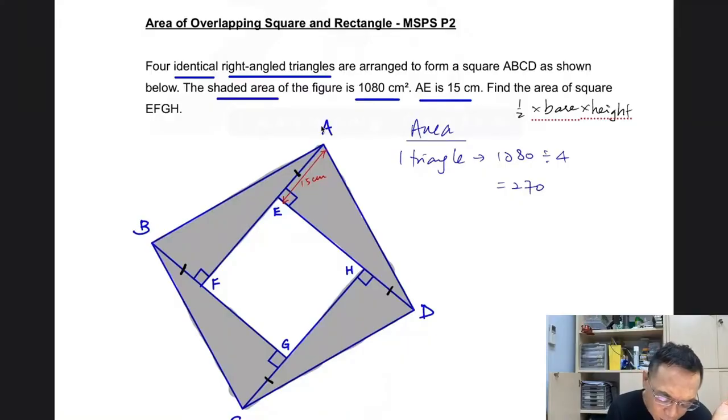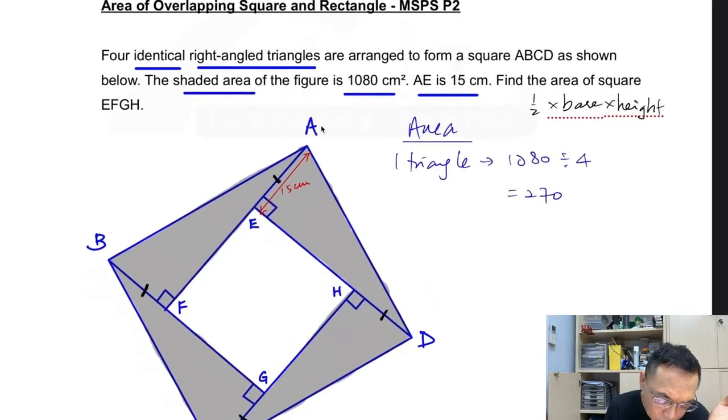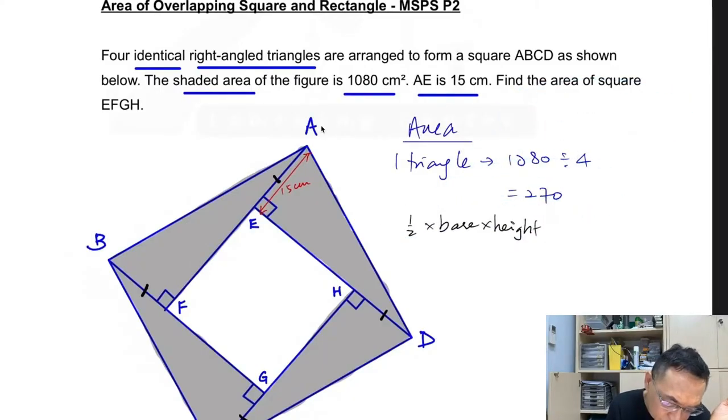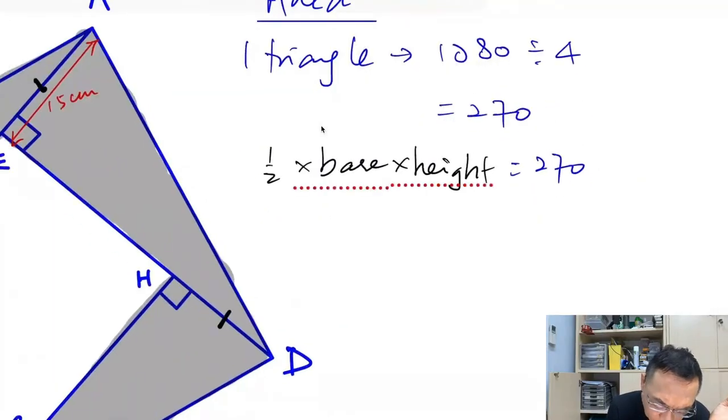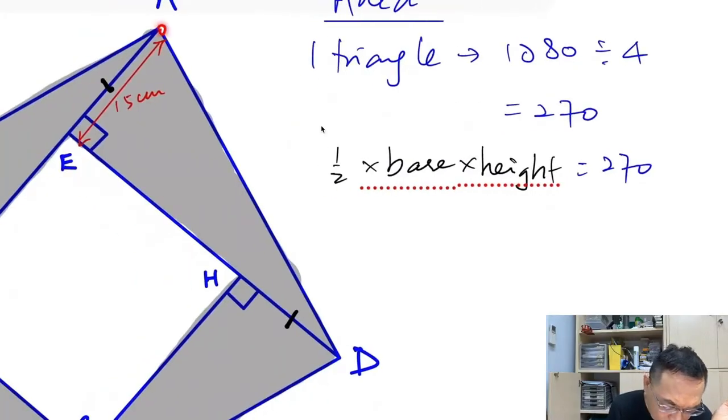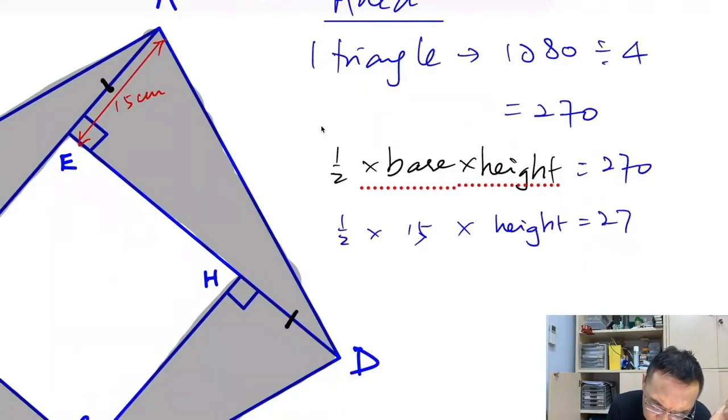You are trying to say that if the area of the triangle is 270, and half times base times height is 270, because that's the area of a triangle, then in order for me to find the sides, and one of them is 15, this is the base, this is the height. You can also call this the height, it doesn't really matter. So I will say half times 15 times height equals 270.